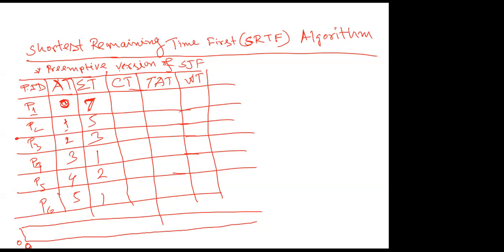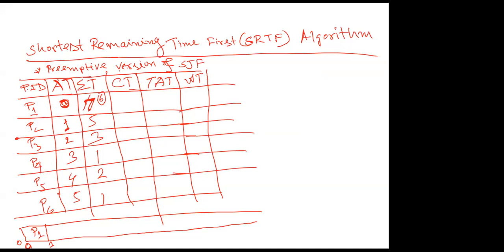Okay, let's see, process P1 is scheduled here, and it will complete one time unit, at 1. So at one time unit, it has completed 1 of its 7, and now 6 time units are required to complete its execution.